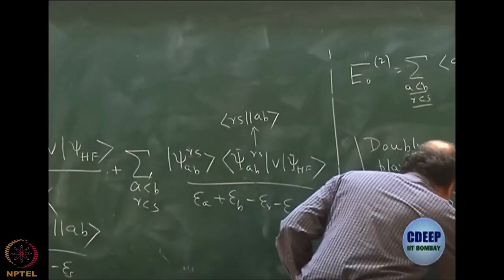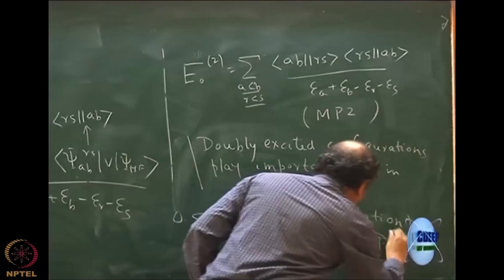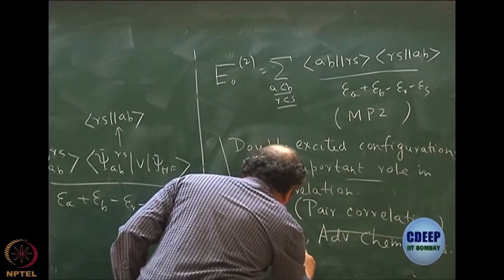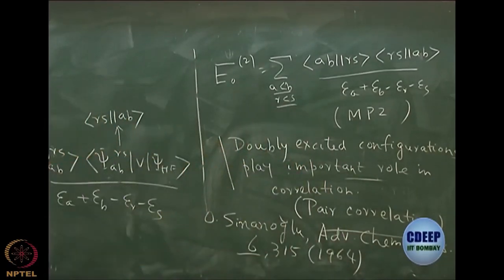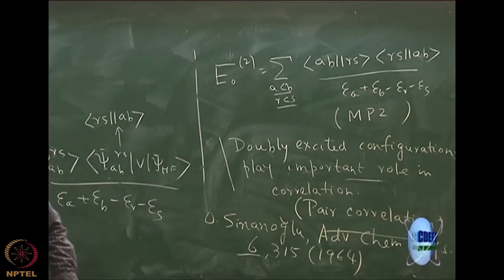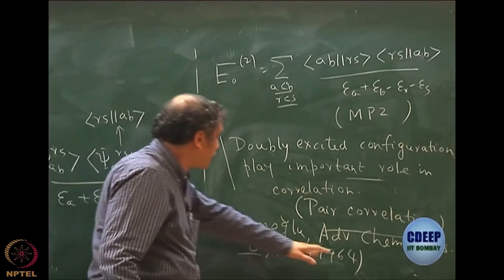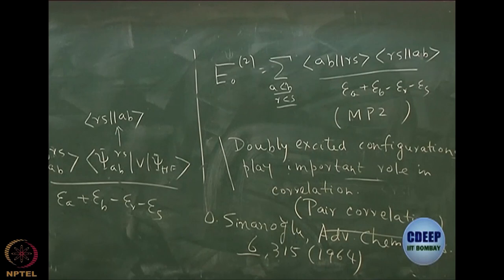So he wrote a nice review article, just as I had given for Löwdin, in Advances in Chemical Physics. Please remember, this journal is very good. Volume 6, page 315, 1964. Just as Löwdin's was volume 2, page 207, 59. He tells me 58, but I think it is still 59. The bibliography says 59, so it might have been published in December 58. I don't know. But anyway, Sinanoglu is 64, I think. The page numbers are pretty much correct, I'm pretty sure.